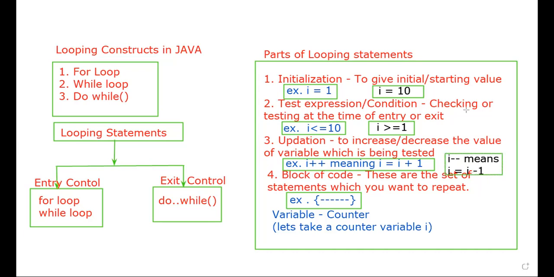Okay, so this is how I have given. Blue is for increment and black is for decrement. There are two types of looping you may find. One is counting up, increasing, and the other one is counting down, decreasing. Blue is with increase and black is with decrement. Okay, so this is how we have seen the first example. These are the parts of looping statements.